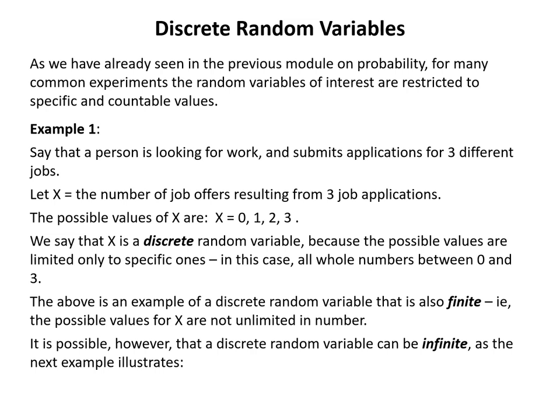Now, we say that X is a discrete random variable because the possible values are limited only to specific ones. In this case, all the whole numbers between 0 and 3. The above is an example of a discrete random variable that is also finite. In other words, the possible values for X are not unlimited in number. It is possible, however, that a discrete random variable can be infinite, as the next example illustrates.